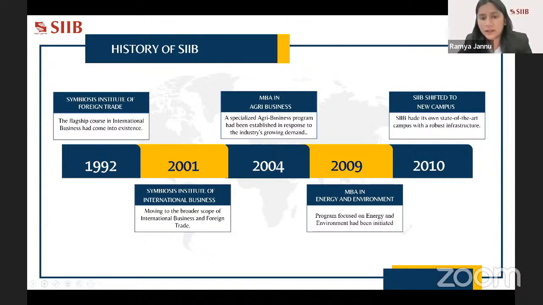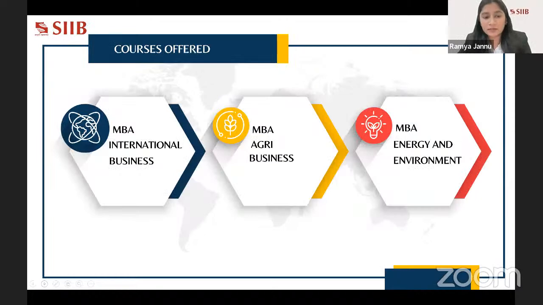So, next slide. Let us talk about the programs offered at SIIB. MBA in International Business. SIIB's flagship program, MBA in International Business, is a residential 2-year postgraduate degree program which prepares students for a rewarding career in global business management. This program is a unique combination of theories and practices that prepare students for both domestic and international markets as well.